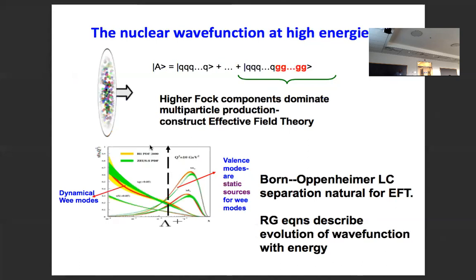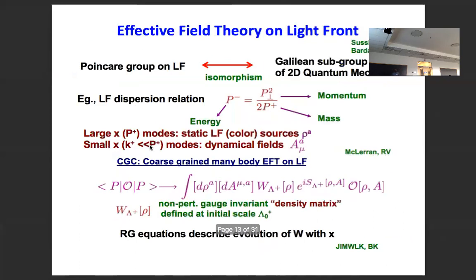But then you can ask, okay, well, what separates where you call large x and small x? You can put in some boundary between the two, which I call lambda plus, with large x and small x. And of course, the physics that you describe shouldn't depend on the separation that you impose. And that's precisely what leads to renormalization group equations, just as in perturbative QCD. Precisely the same logic.